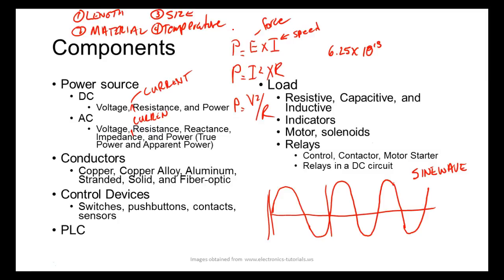Everybody understand the difference between stranded and solid wire conductor? What do you mean by solid and stranded? A solid is a single wire, or single conductor. A stranded conductor consists of multiple strands. What advantage do stranded conductors have over solid conductors? Yeah, they're more flexible. What advantage do solid conductors have over stranded conductors?